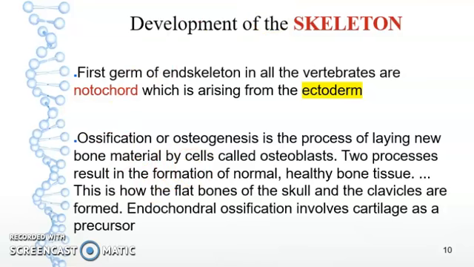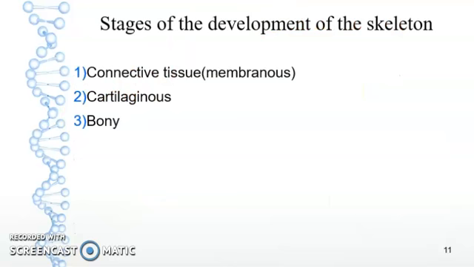Okay, guys. So we'll go to the stages of the development of the skeleton. The skeleton develops in 3 stages. First of all, it's the membranous stage. The second one is the cartilaginous, and the third one is the bony stage.